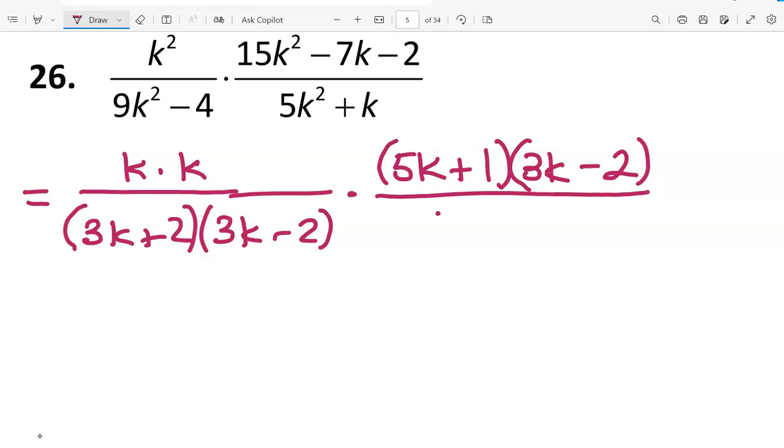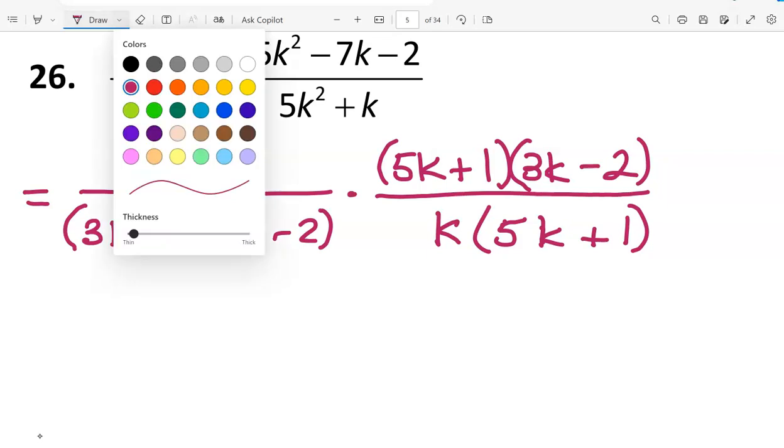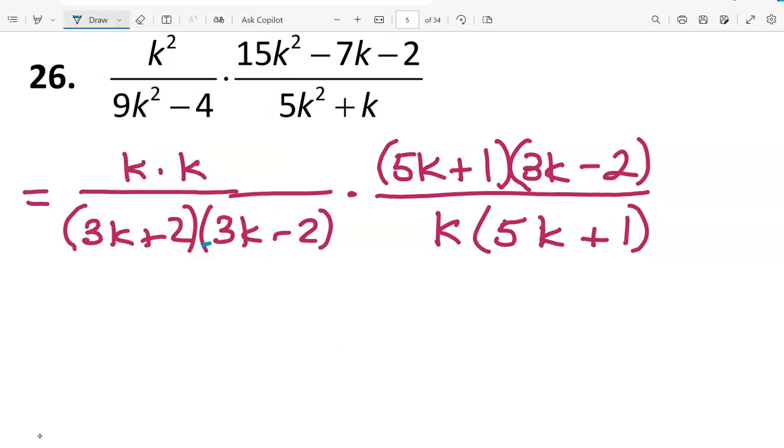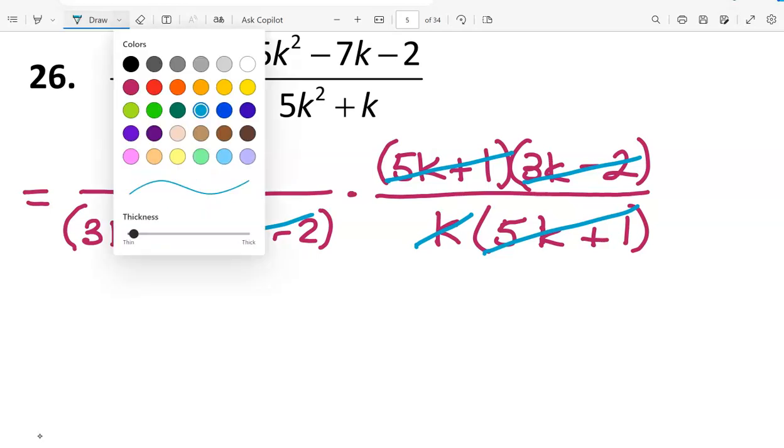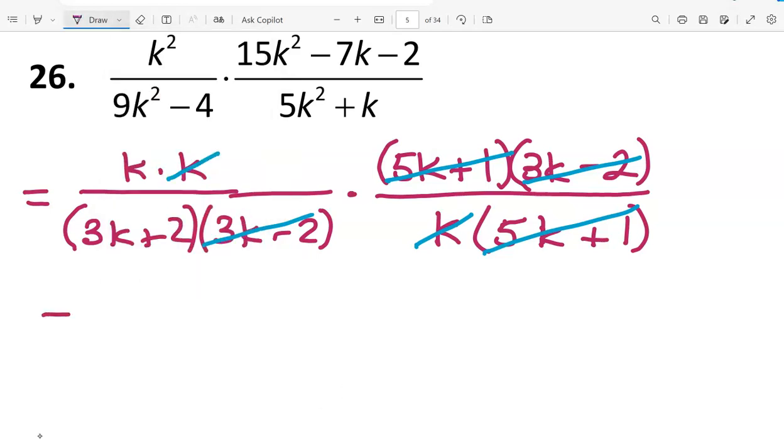In the denominator of the second fraction, common factor of k may be factored, and that will leave us with 5k plus 1. And now we can cancel some common factors. 3k minus 2 is common to a numerator and denominator. A factor of k also, a factor of 5k plus 1. That leaves us with a final answer of k divided by 3k plus 2.